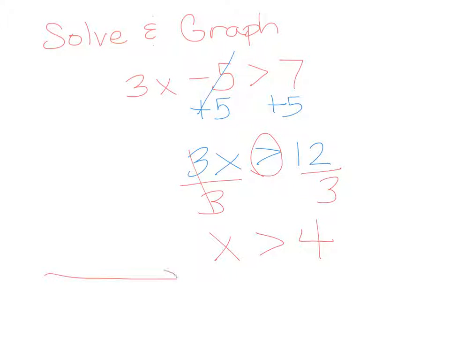Draw your number line. Put your number 4 on your number line. Again, it is an open circle because there is not an equal to sign, and you will shade to the right of the 4. So any number larger than 4 is going to be a solution. Those don't have to be whole numbers, so 4.1 is a solution. 4.01 is a solution. Any number bigger than 4.